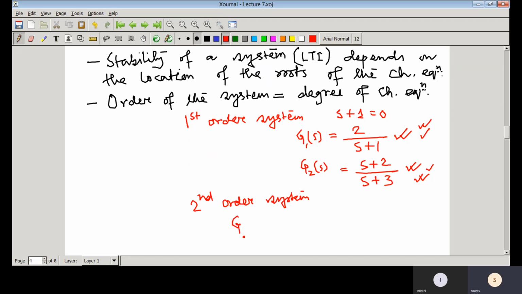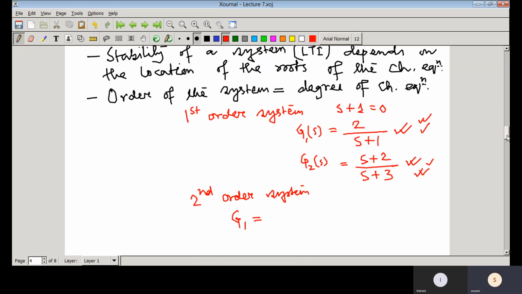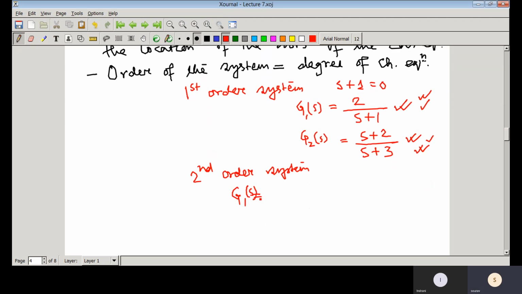So a second order system, suppose, of course that is g1(s) equal to, suppose, (s plus 1) divided by (s square plus 2s plus 3). Here, as the degree is 2, that's why it is a second order system. And here it is strictly proper because the numerator degree is 1 and the denominator degree is 2, so basically 2 is greater than 1. The denominator degree is more than the numerator degree, so that's why it is a strictly proper second order plant.